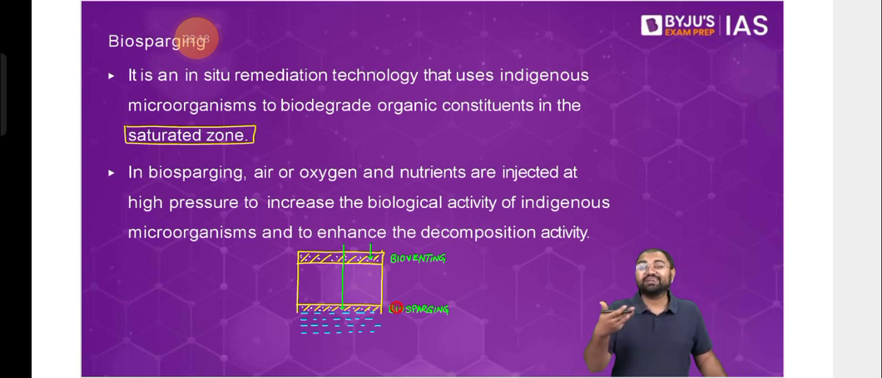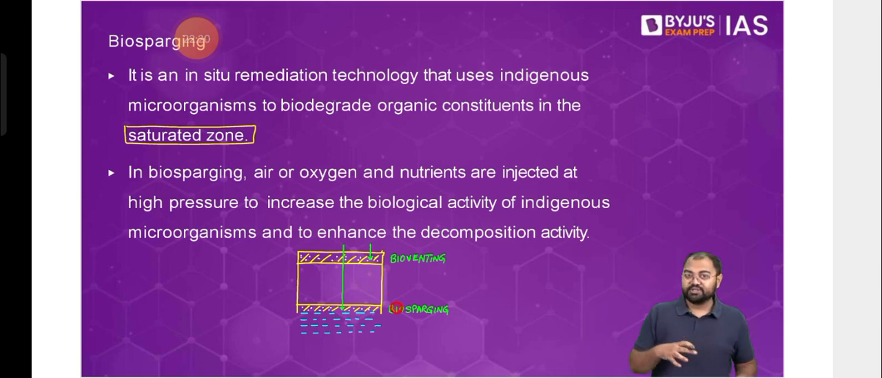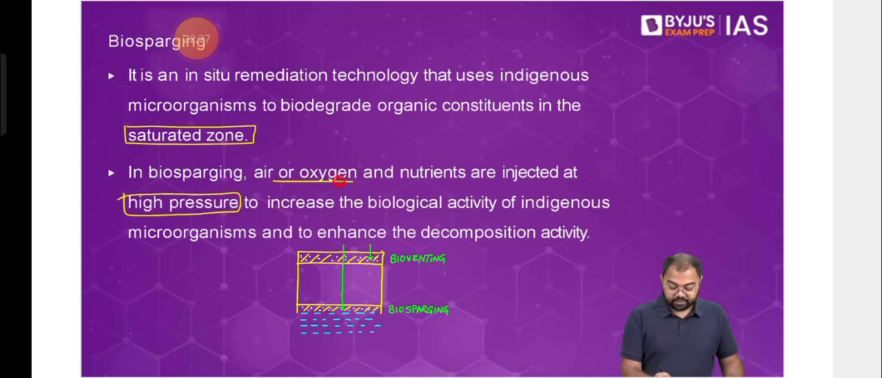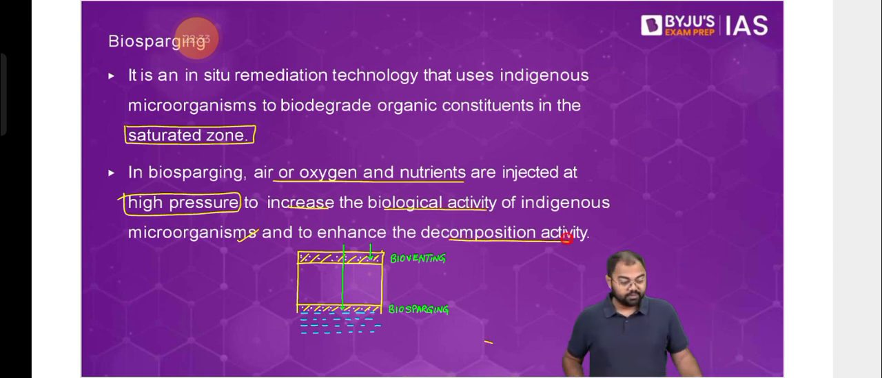Why saturated? Because it can't take more moisture. It has enough moisture already. So you say that it is saturated zone, whereas unsaturated zone is where there is scope for adding more moisture. So that's why in case of biosparging, we will be using high pressure. Air or oxygen and nutrients are injected at high pressure to increase the biological activity of the indigenous microorganisms to enhance the decomposition activity. So this is what we do in biosparging.